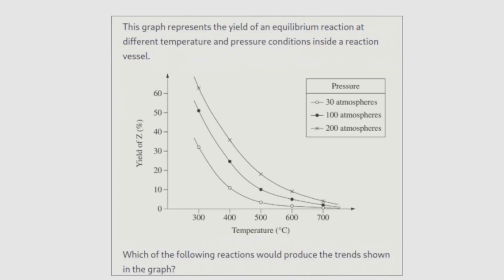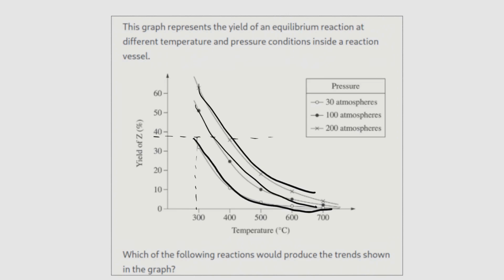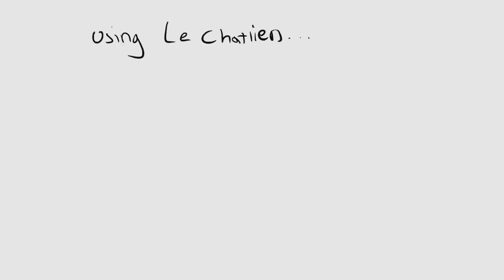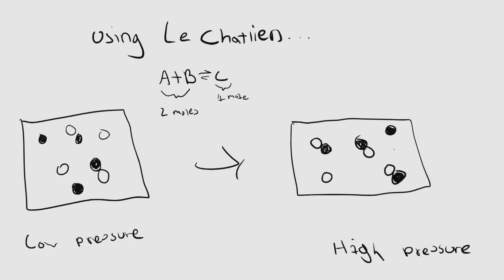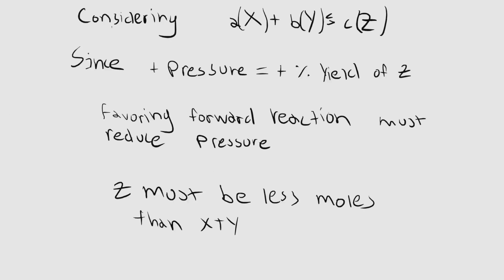Well, what else could we deduce from this graph? Oh, that's right, the pressure. At 30 atmospheres, it looks like we don't have much yield, even at low temperatures. But as we increase to 100, and even 200, we see our yield is increasing dramatically. This must relate to Le Chatelier again. As we increase our pressure, we're getting more of Z. This must mean that creating more of Z is opposing the change in pressure. Which must mean, that's right, Z has fewer moles than X and Y combined.